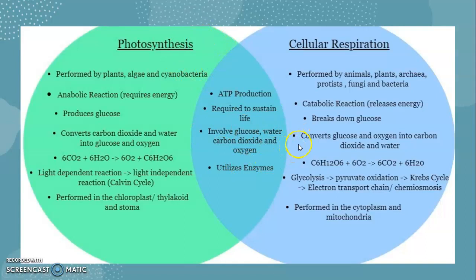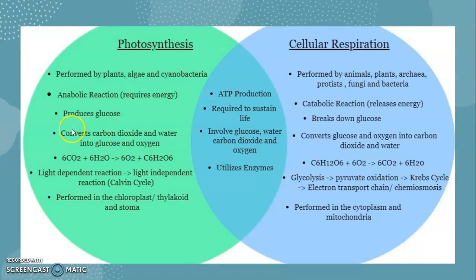Both processes involve glucose, water, carbon dioxide, and oxygen. And both of these processes also utilize enzymes. So for photosynthesis, this reaction is an anabolic reaction, which means it requires energy and is building a complex molecule, whereas cellular respiration is a catabolic reaction, which means energy is released and it breaks down. So photosynthesis produces glucose or builds glucose, and cellular respiration breaks it down.